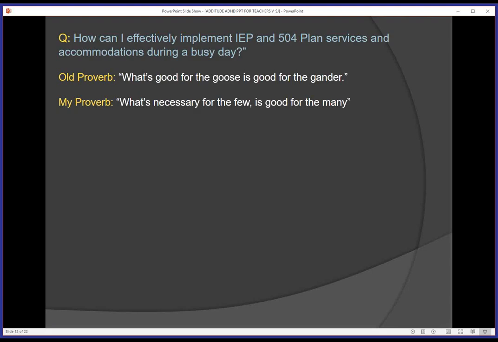What my proverb, which grows out of this old proverb, is: what's necessary for the few is good for the many. So what we do for a few kids is going to help most other kids in our classroom. I always say that good special education is good education for gifted and talented children, because you're addressing kids on an individual level, you're differentiating instruction, the philosophy behind it is really good.